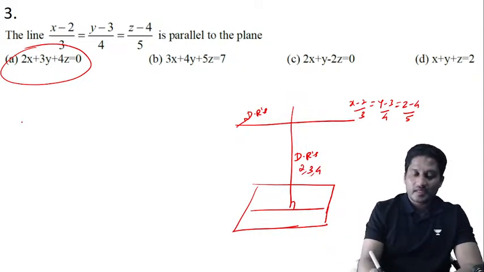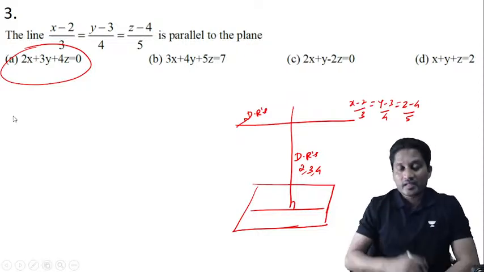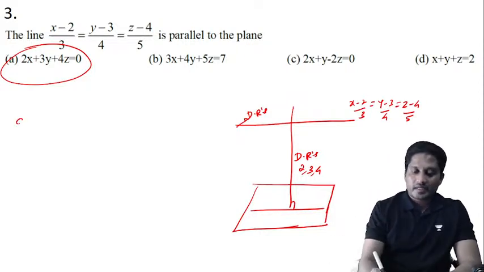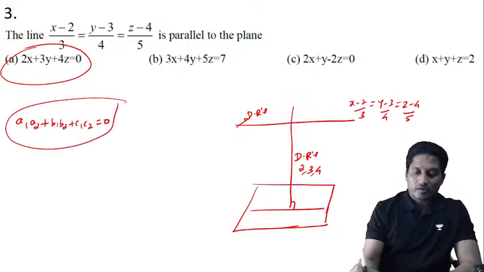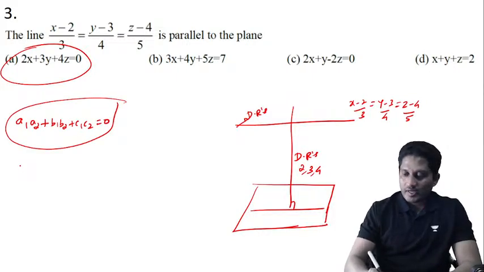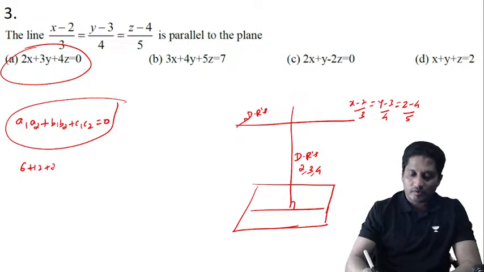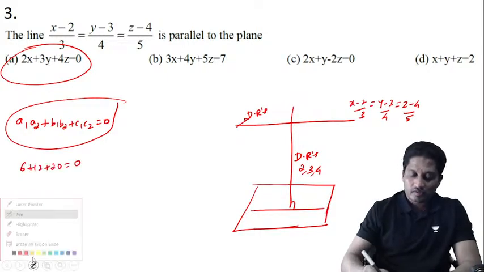Now if the line and the plane are parallel, the normal will be perpendicular. I should get a1 into a2 plus b1 into b2 plus c1 into c2 is equal to 0. For the first option I will not get this: 6 plus 12 plus 20 is not equal to 0. That's not possible, so the first option is ruled out.